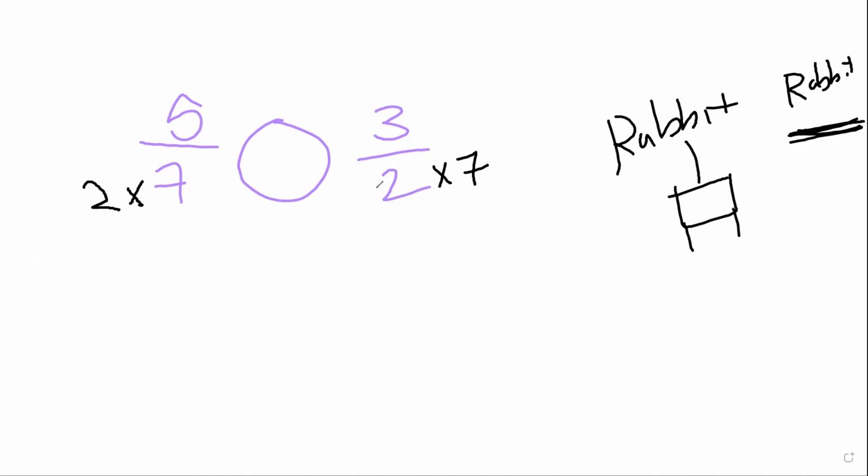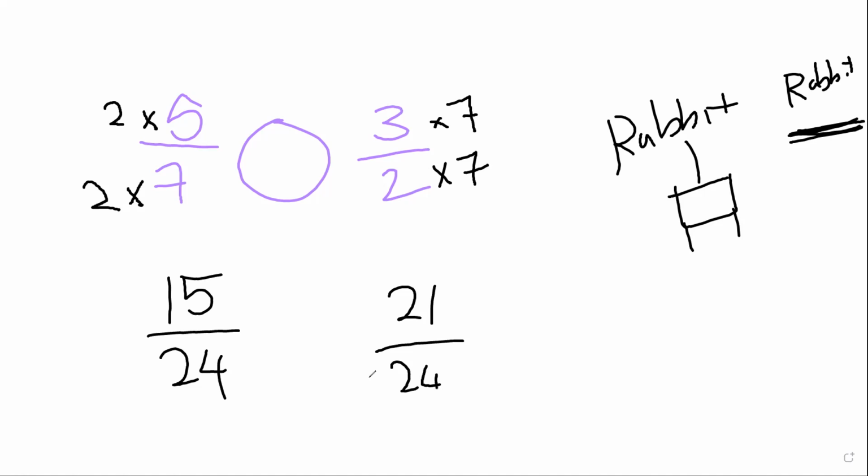14. Okay? If I multiplied the first fraction's denominator by 2, I must multiply its numerator by 2. And if I multiply it here by 7, I must multiply it here by 7. Then I have 15/24, 21/24. Then I will say this is the greater. Is it clear now?